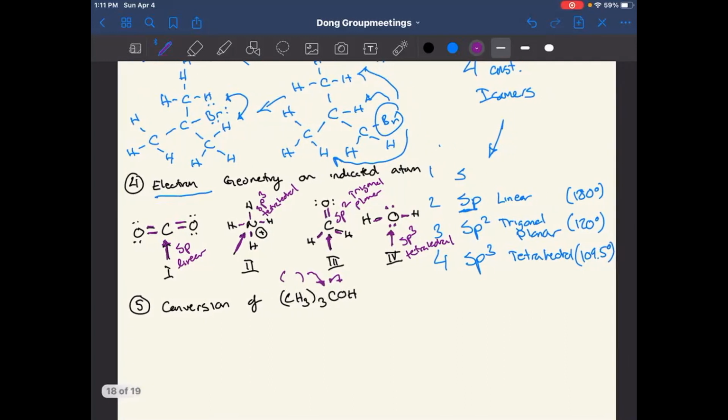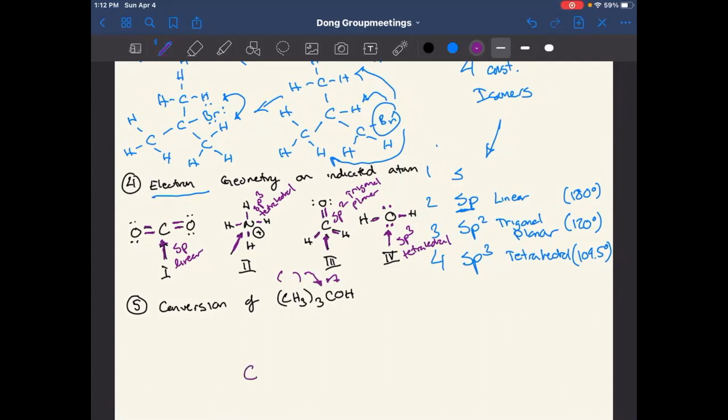Okay, so I always start with the ones in parentheses. We know we're starting with that carbon right there, and it has to have 3 groups attached to it, which are 3 methyl groups. Each one has 3 hydrogens.